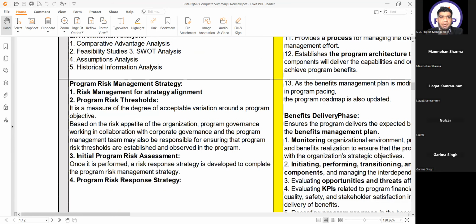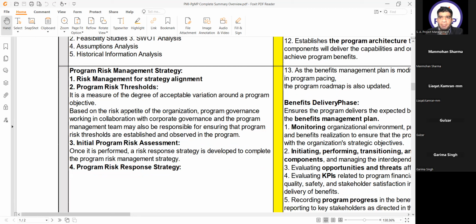Then we have program risk management strategy. What is risk management for strategy alignment and what are program risk thresholds? It is a measure of the degree of acceptable variation around a program objective. This is the definition of risk threshold.